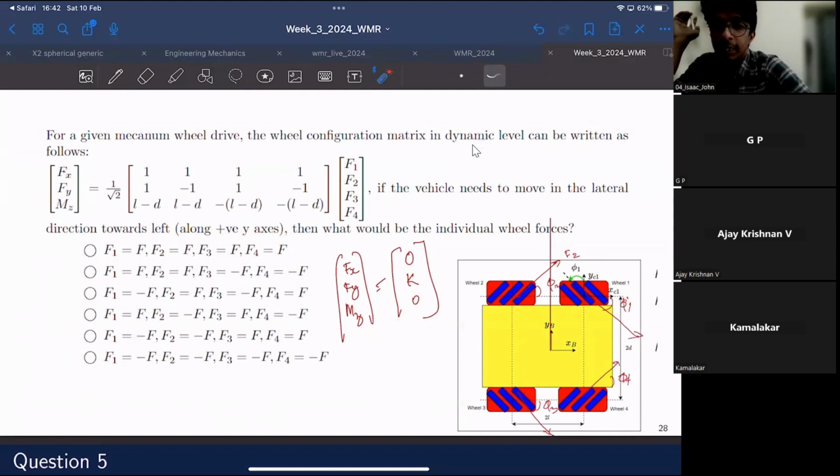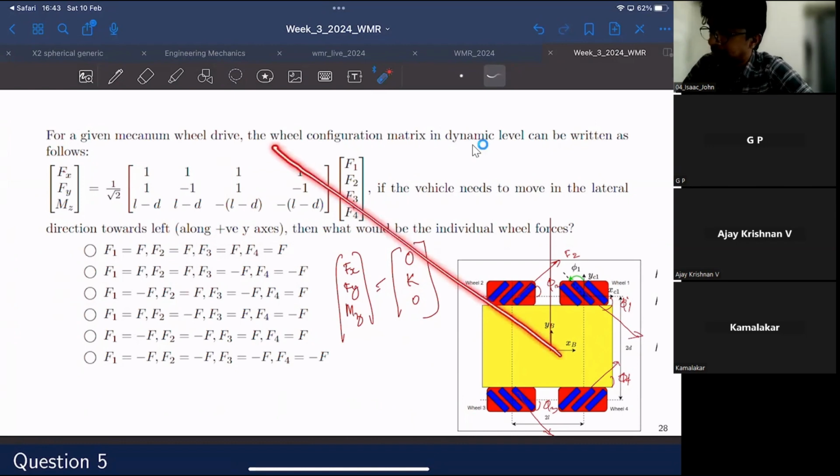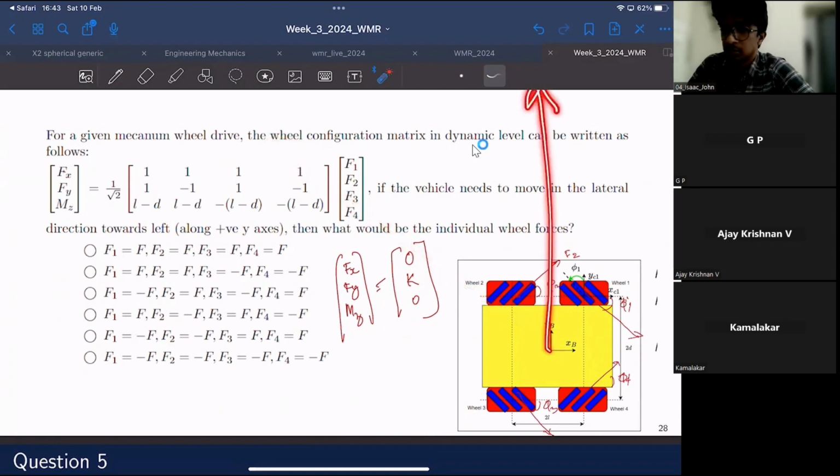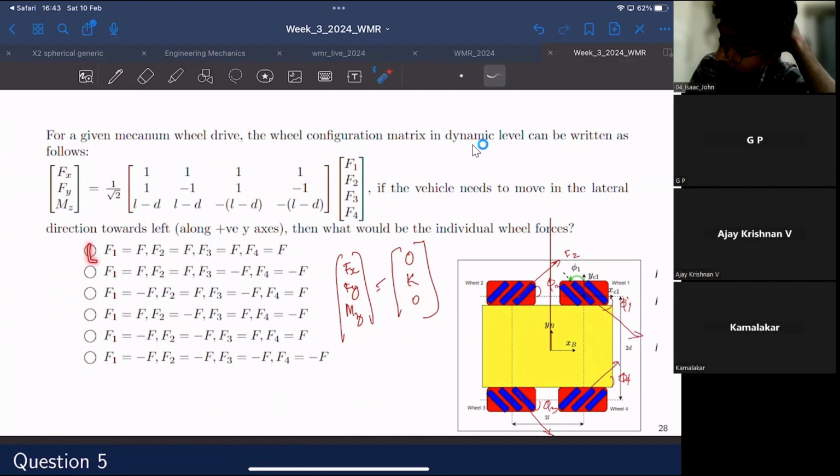If it were indeed like you suggested, minus 1, 1, 0, it would have a component along the negative x-axis and a positive y-axis. So it will move diagonally like this. But as per the question, we want it to move like this. So Fx, Fy, Mz should look something like 0, k, 0. And you need to find the right combination of F1, F2, F3, F4 so that you will be able to get this vector.